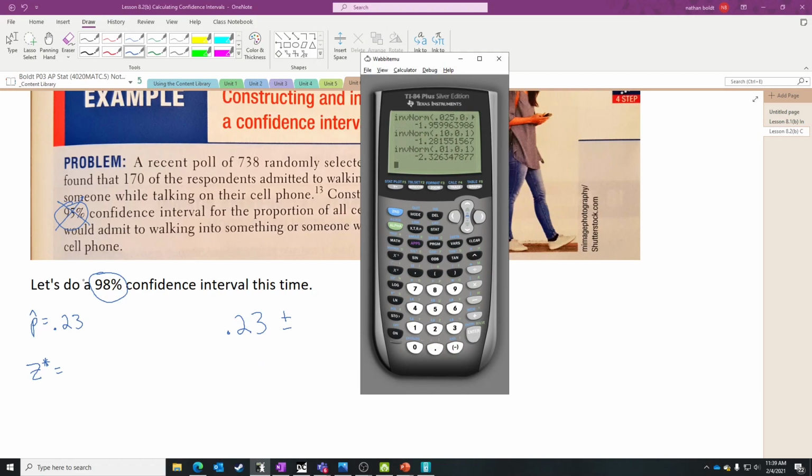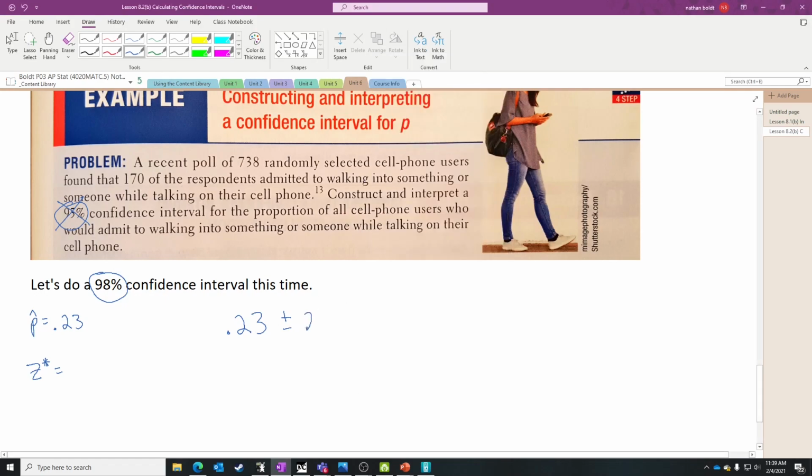Negative 2.326. I might go all three decimals. You could go, no, 2.33. Just round up. So 2.33. That's a lot of 2s and a lot of 3s, isn't it? 2.33 times the square root of 0.23 times q, which is 0.77.